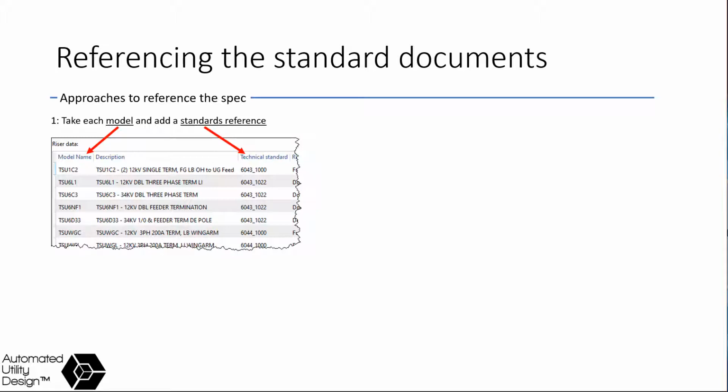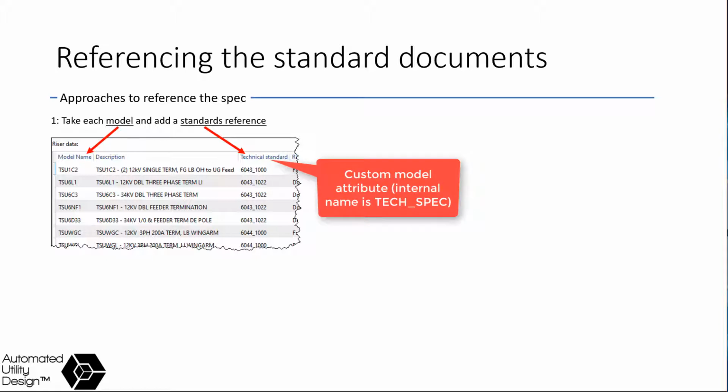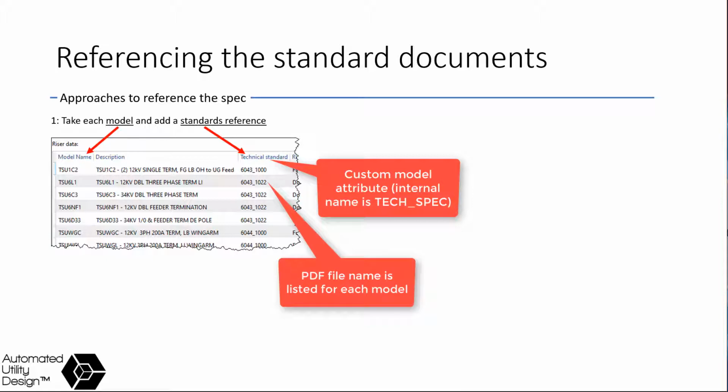There's a custom model attribute, that is an attribute with a value associated with each model in the feature class, called technical standard, or tech spec. And the name of the PDF file containing the standard is listed for each model.